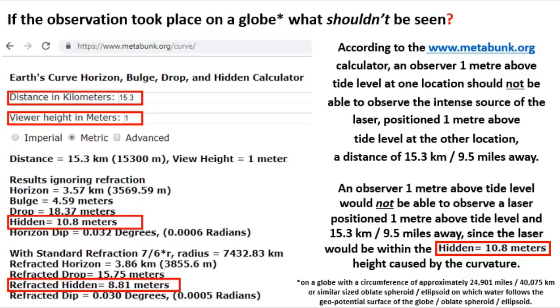An observer 1 meter above tide level would not be able to observe a laser positioned 1 meter above tide level and 15.3 kilometers or 9.5 miles away, since the laser would be within the hidden 10.8 meters height caused by the curvature.